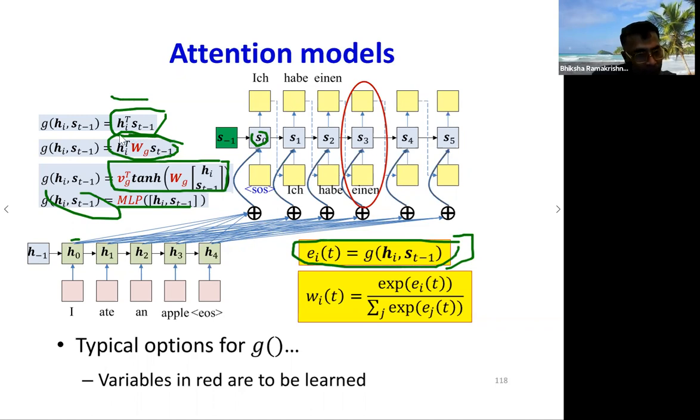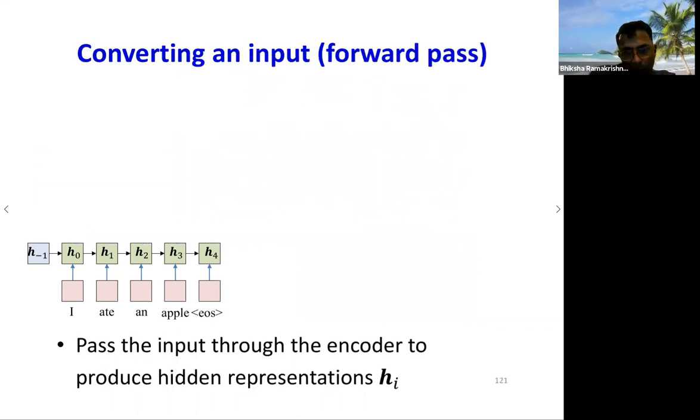We generally like to keep it simple and have a function of this kind because they just work. But you can get fancy. And as GRE mentioned, this function can actually even take more of the past states. So when you're performing inference, this is what happens.